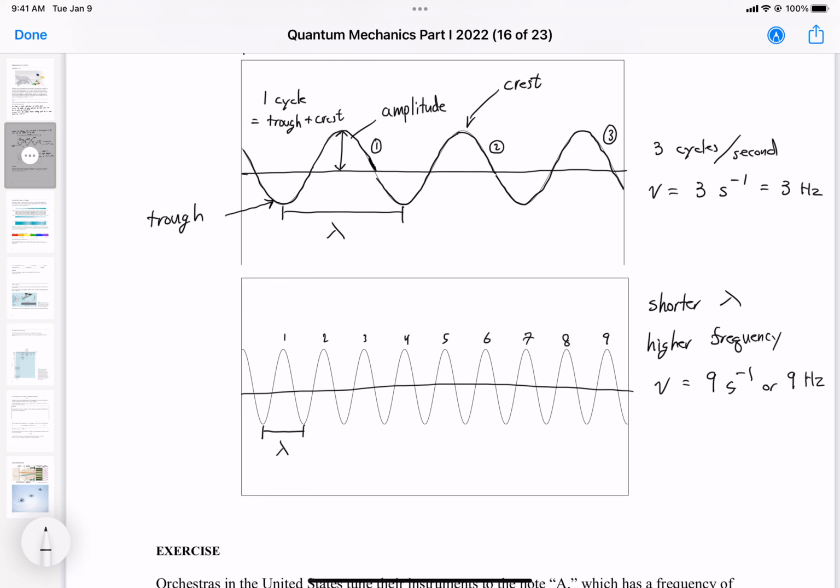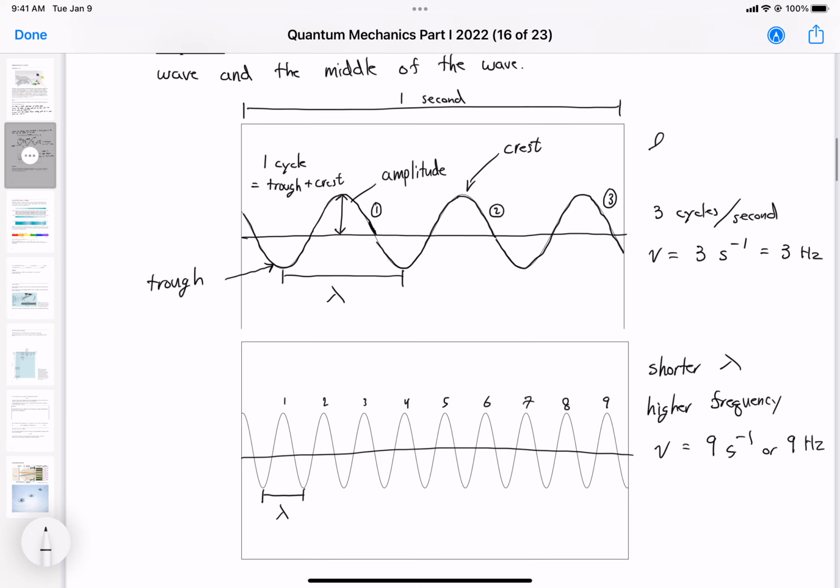Okay, so it moves much faster. And in this case, we would say this will have a long wavelength and a small frequency, or low frequency, okay? So that's how we kind of think about waves. Those are the terms we need to know. And what's most important is that for a longer wavelength, you're going to have a smaller frequency. And for a shorter wavelength, the frequency of the wave is going to be higher. So that's what we should take away from this.